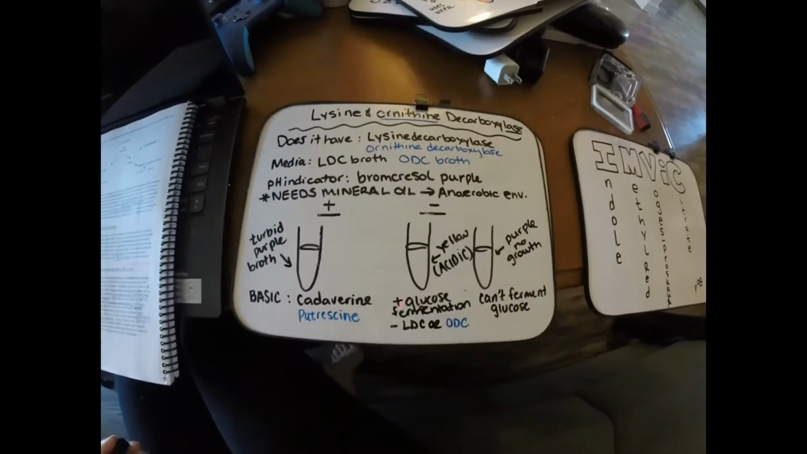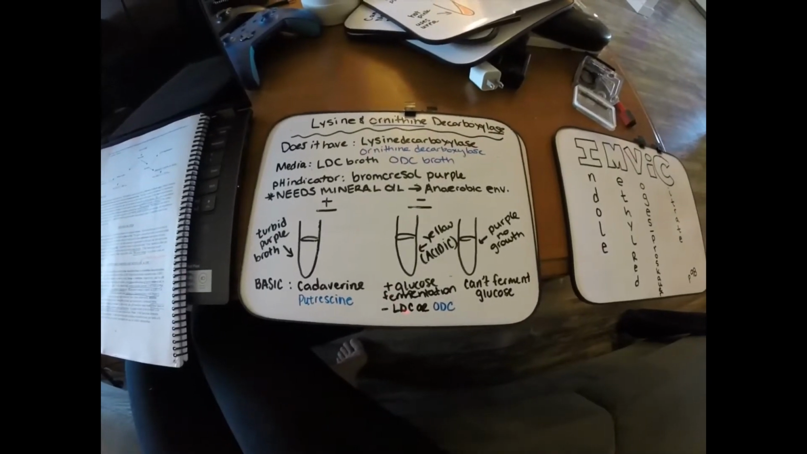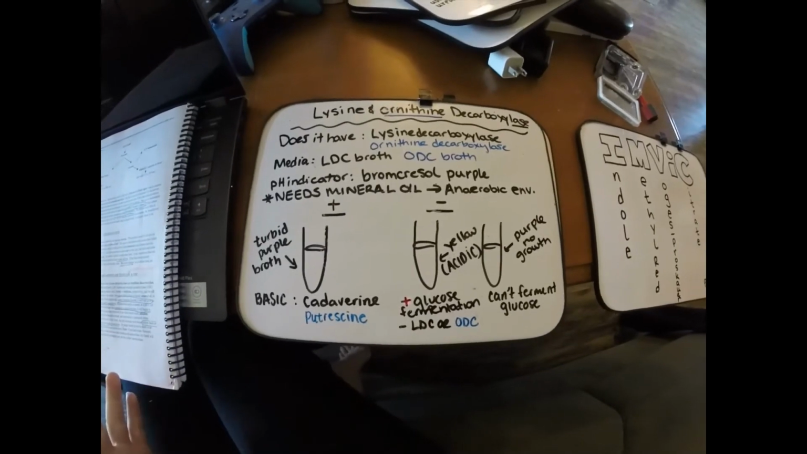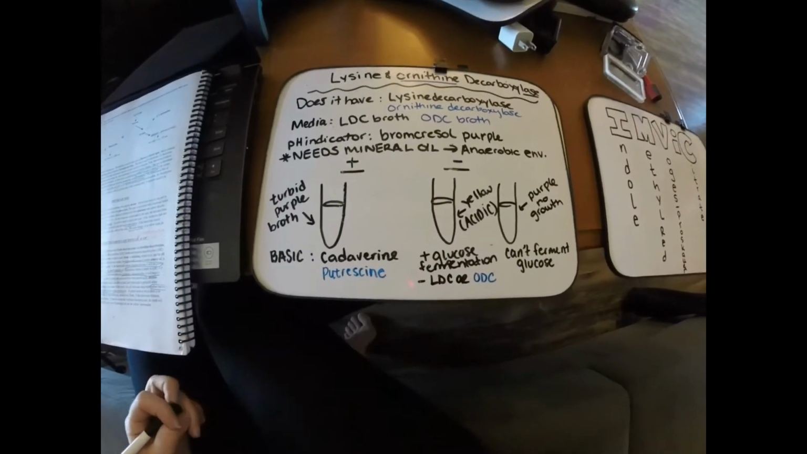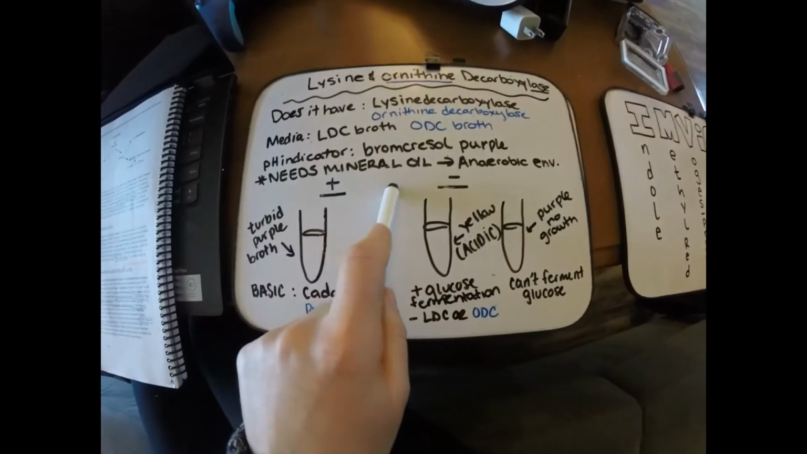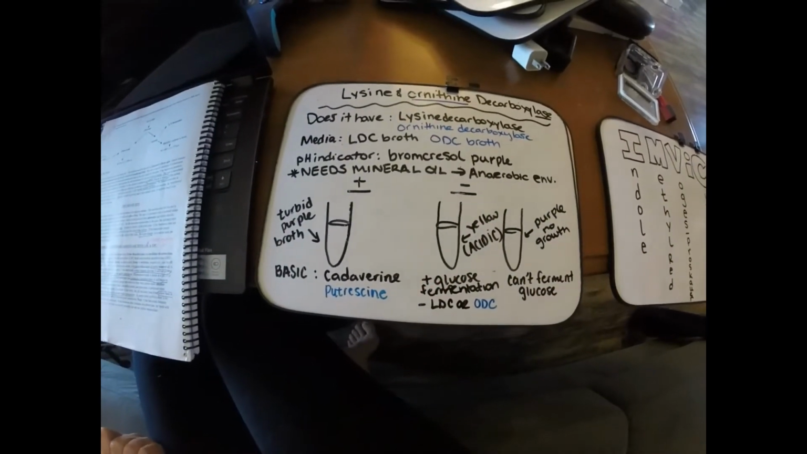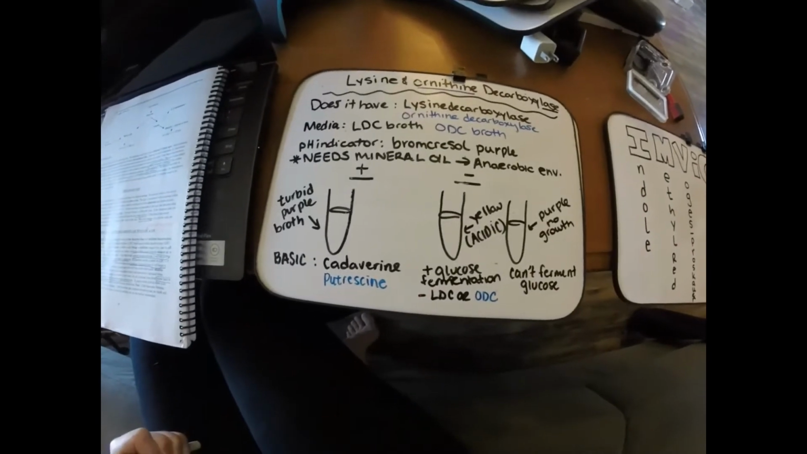And so what these actual tubes look like, it's a broth, so it's going to be a purple broth when you start. And there's a need for mineral oil. What we're trying to do is have an anaerobic environment, so the mineral oil will help us do that.